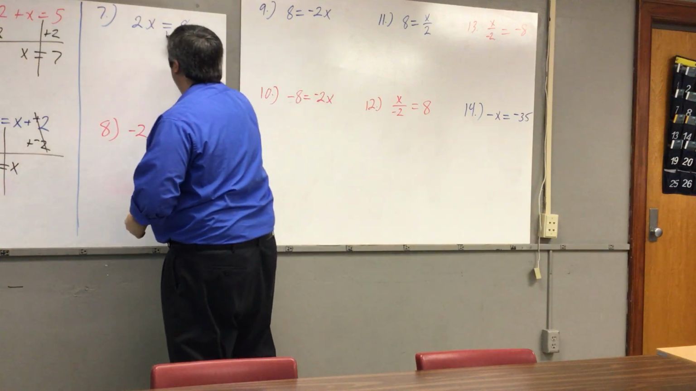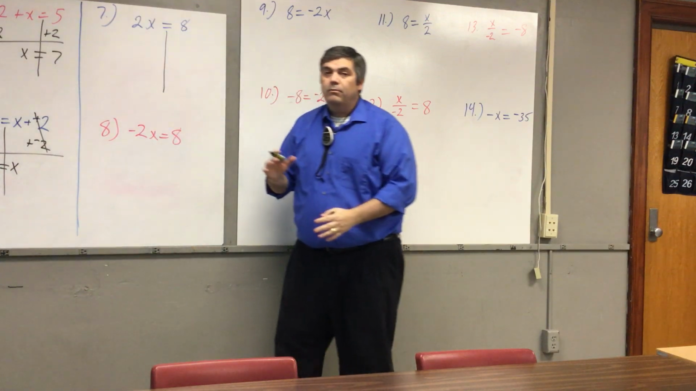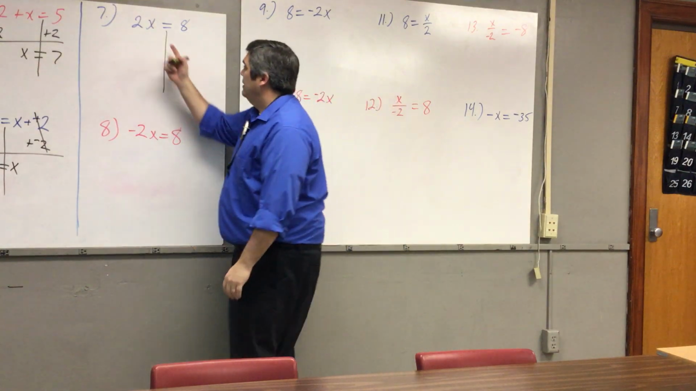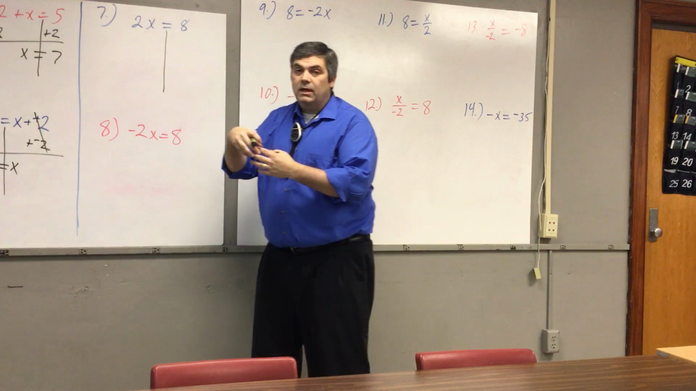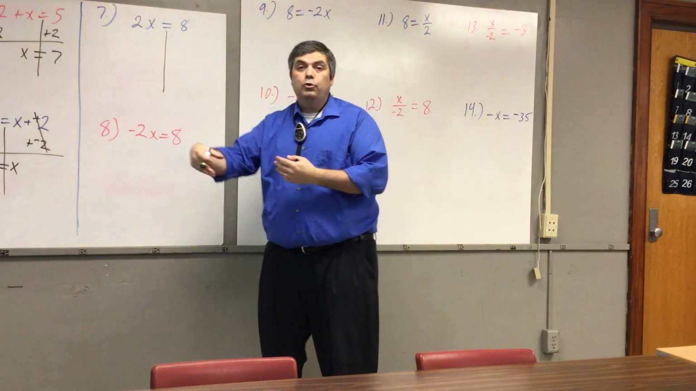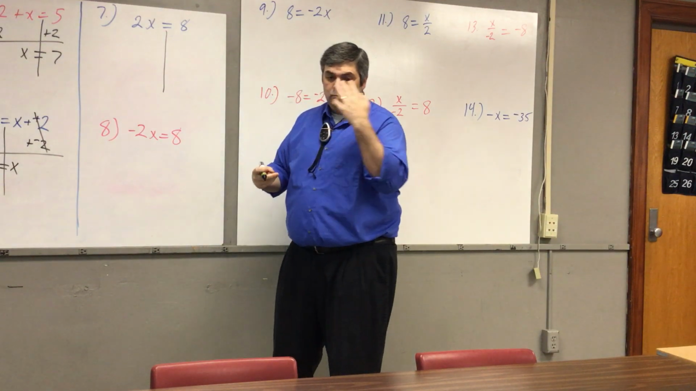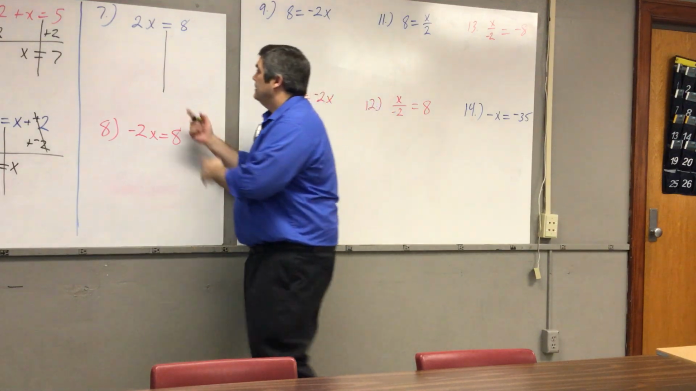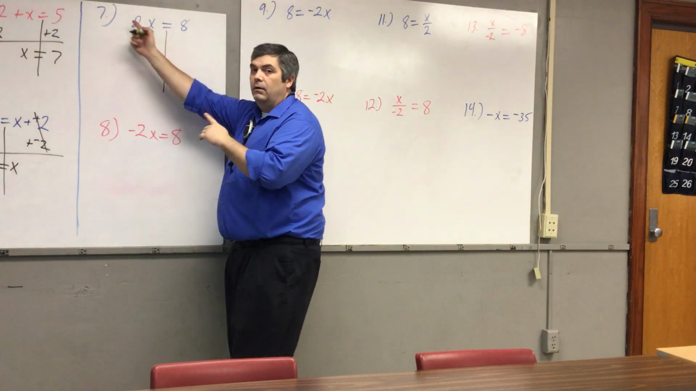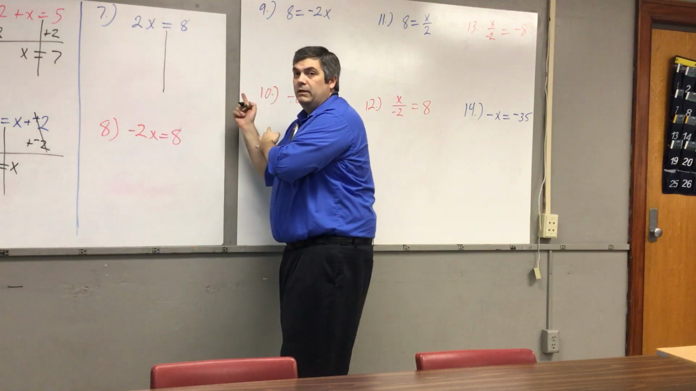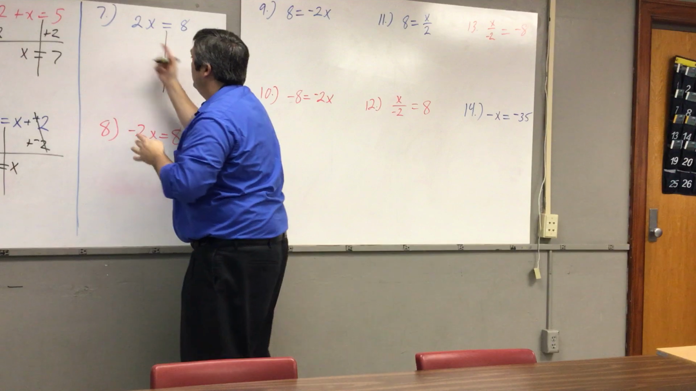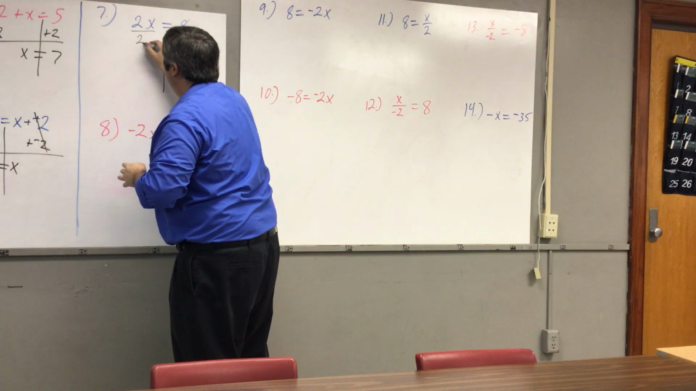So again, we're gonna draw a line, but now what we have is that 2 right up against the variable. That operation is multiplication. Well, how do you undo multiplication? You do division. So we're gonna divide by 2 over here. But what I do to one side, I do to the other. So divide by 2.